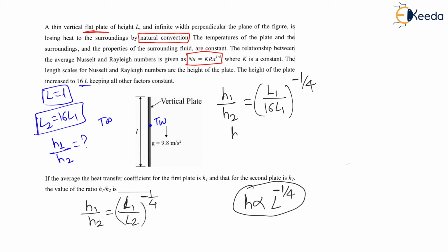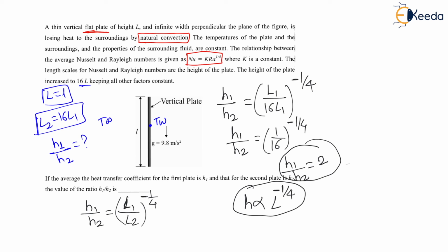So my dear students, this H1 divided by H2 will be equal to 1 upon 16 power minus 1 by 4, right? Let us find this, you will find that this answer will be equal to 2, right? Therefore, here this ratio H1 divided by H2 we have to type 2. Therefore, my dear students, in the fill in the blanks you have to type 2 for getting full 2 marks.